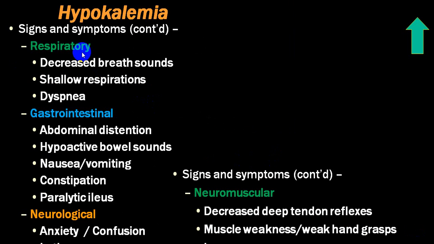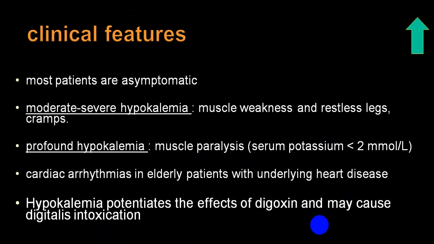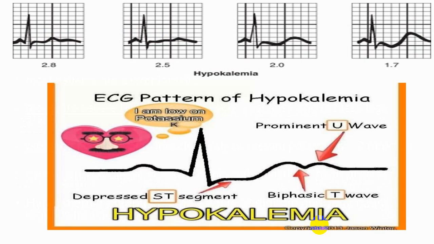Respiration: because of involvement of the respiratory muscles, shallow respiration, dyspnea. GI tract: smooth muscles are involved, which will produce decreased peristalsis, abdominal distension, paralytic ileus, nausea, vomiting, constipation. In CNS: anxiety, confusion, lethargy, and the person can even be comatose. As far as the neuromuscular junction is concerned: decreased tendon reflexes, muscle weakness, leg cramps, and the person can even develop rhabdomyolysis. So those will be the different symptoms.